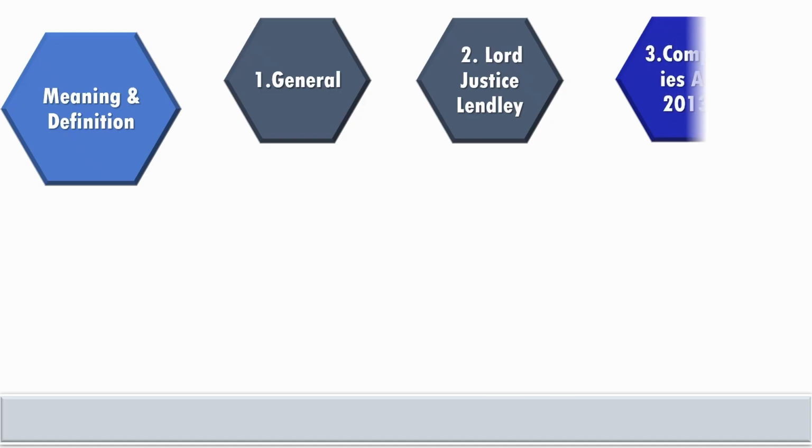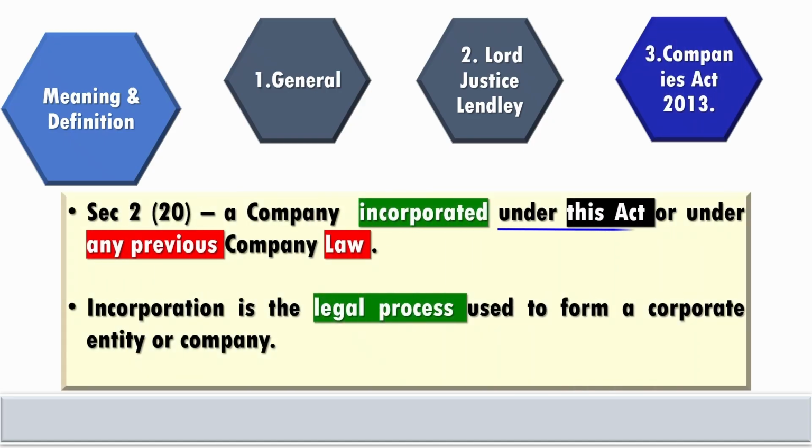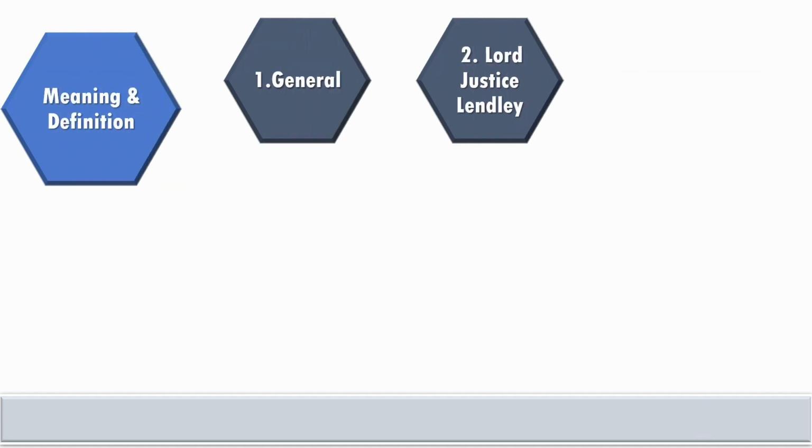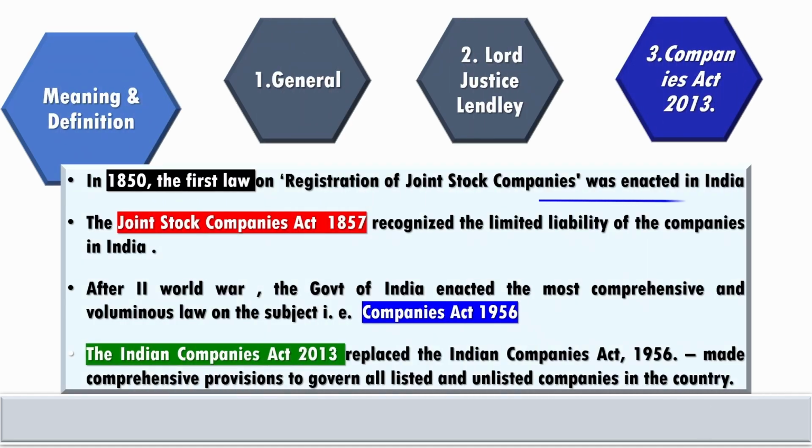Companies Act 2013 defines a company under Section 2 subsection 20. It says a company is one which is incorporated under this Act, that is Companies Act 2013, or any previous company law. Incorporation is the legal process of bringing a company into existence. Any previous company law has three components: 1850, 1857 and 1956.